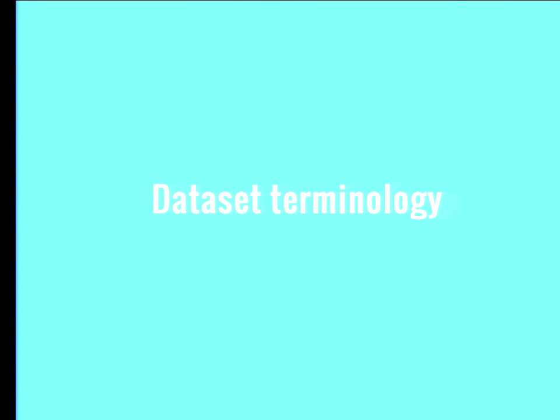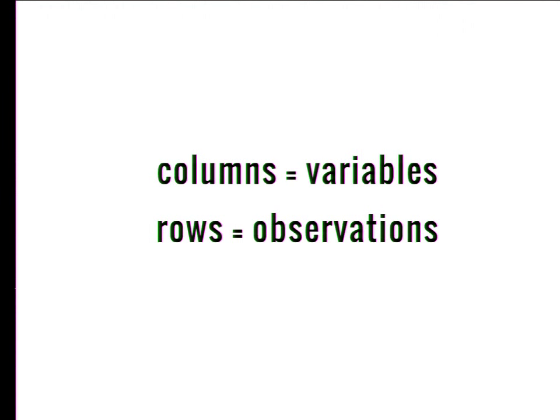And just some quick terminology before we go forward. In this world, you'll hear talk about variables. In a data set, a variable is essentially a column, and rows are observations.